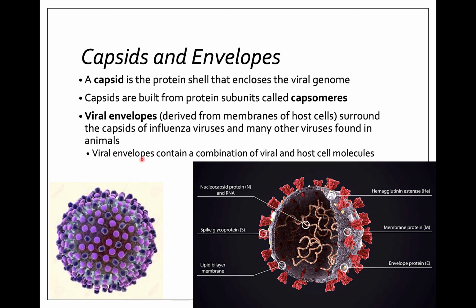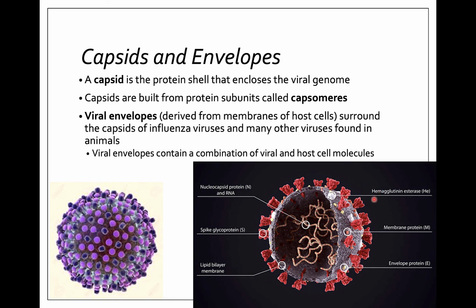And so the viral envelope actually contains viral components, like the proteins, and host cell molecules, like the phospholipids in the membrane envelope. Over here, we've got an influenza virus, and these have that kind of envelope on the outside. And then this is the novel coronavirus that causes COVID-19. You can see the structure inside here. We've got capsid proteins and RNA inside here. And then all of this part out here is the envelope, and that's all derived from the host cell.